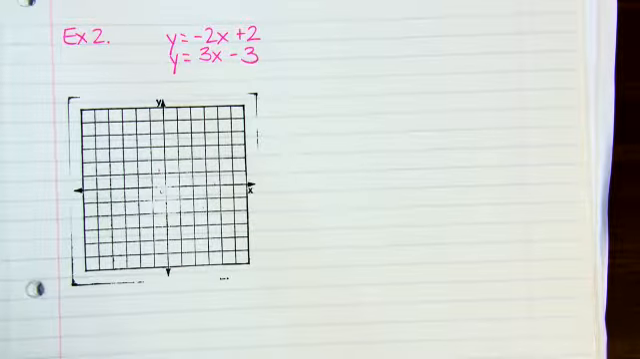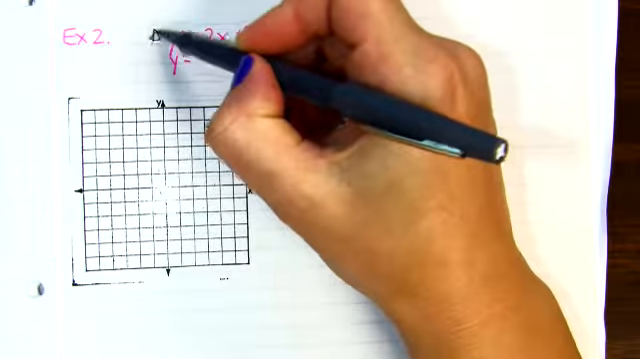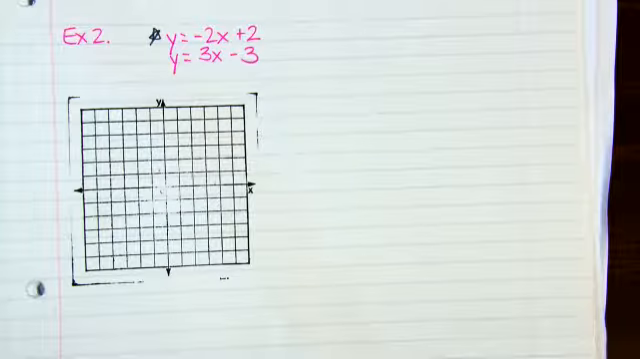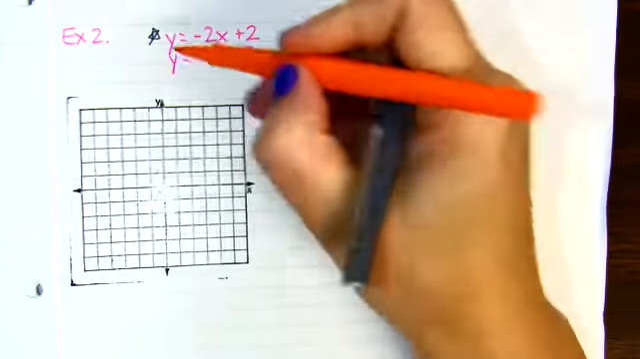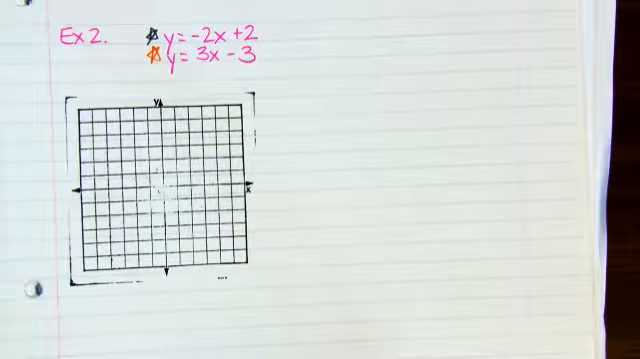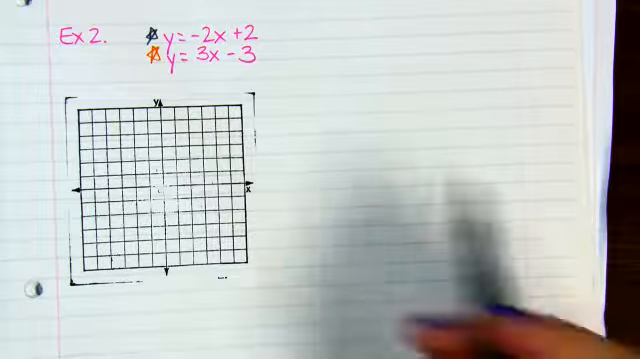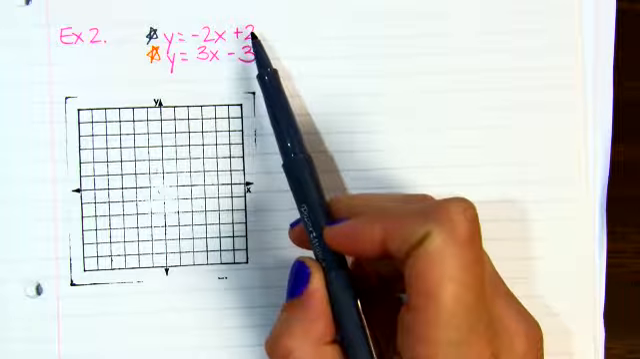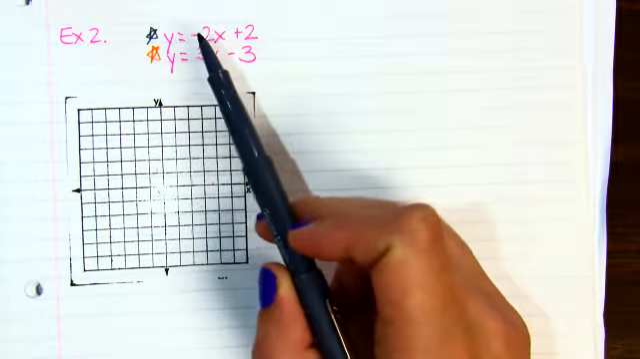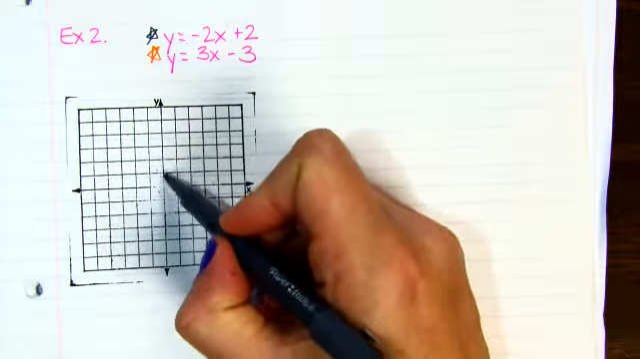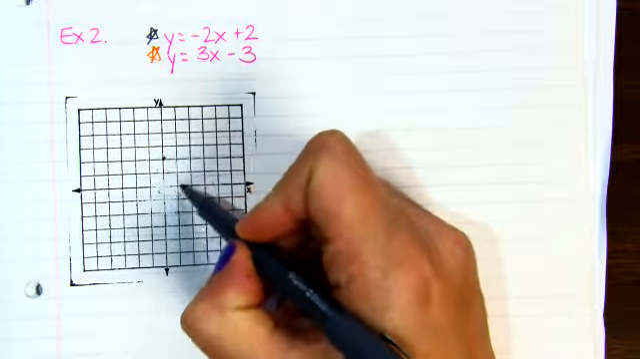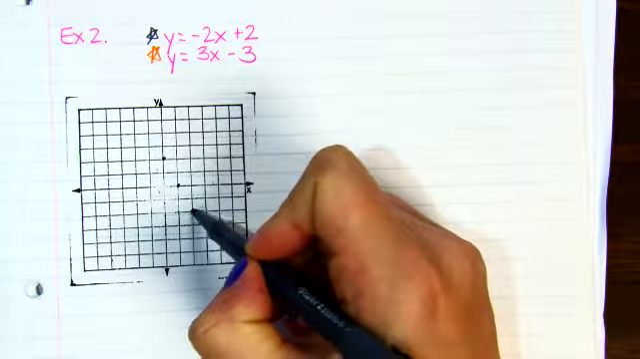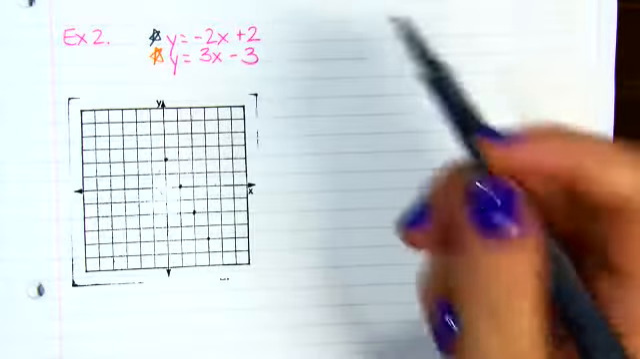For example 2, I'm given the two equations, y equals negative 2x plus 2 and y equals 3x minus 3. So I'm going to graph this first one in gray and the second one orange. I don't really need to do different colors, but it's kind of nice to keep track of everything on the page. So this is in slope-intercept form, super easy. Start at 2 and go down 2 over 1, down 2 over 1, down 2 over 1.